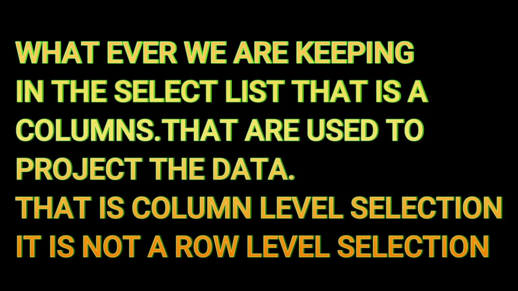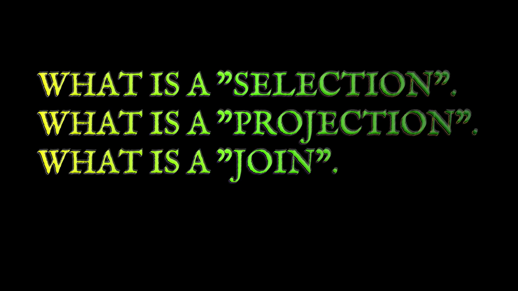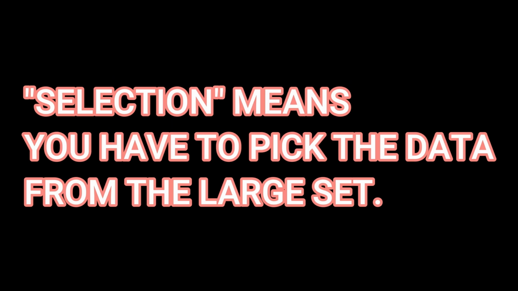Selection in the sense what? Whatever we are keeping in the select list, that is columns that are used to project the data, that is column level selection, but it is not a row level selection. It is not a row level selection. At the time of the starting of the class, I told you what is a selection, what is a projection, and what is a join, right? So selection means you have to pick the data from the large set.